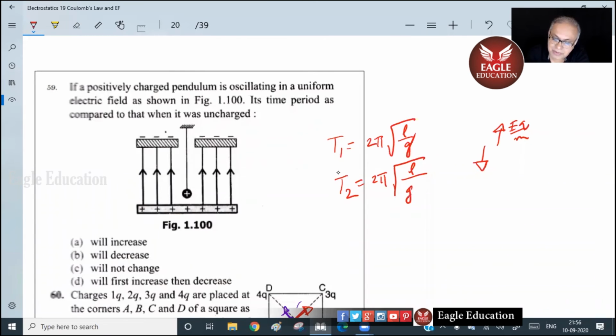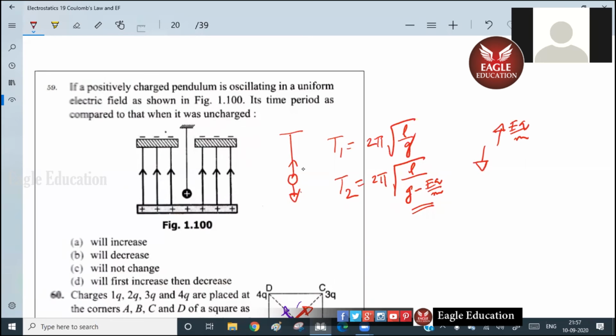So T2 will be 2 pi root L by g effective, where mg is down and the EQ force is up. So EQ by M is the acceleration like that. So the net will be g minus EQ by M. I've told you already about this. So is the time period increasing or decreasing? There's a force EQ like this, an extra force other than tension. Previously, only tension. Increasing, sir. This is mg. Now, with the field present, the effective g, if you want to call it that, I don't want to use the word but people use that, will decrease by EQ by M. EQ by M is the acceleration because of the electric field. So the denominator is decreasing here. So the time period will increase, sir.